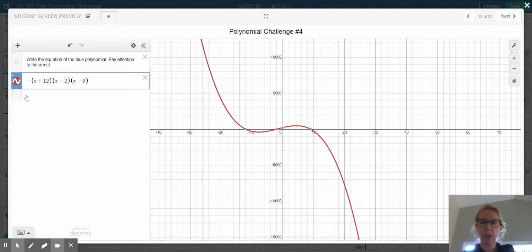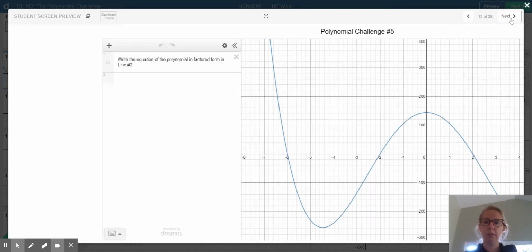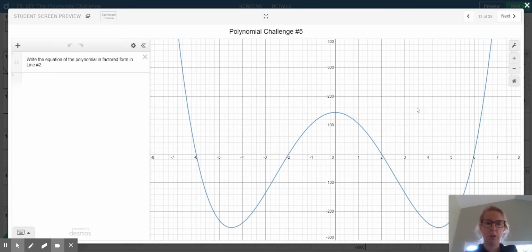So pay attention to which arm is up, which arm is down. On odd degree polynomials or on even degree polynomials, are both arms up or both arms down, to determine if you're going to have a positive or negative a value. And then we'll go here. Okay, so this one seems pretty straightforward. I think you guys got it.